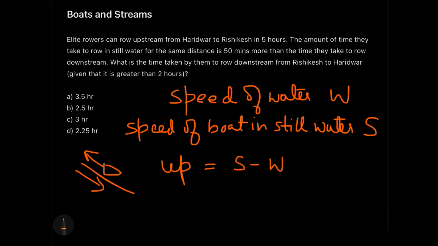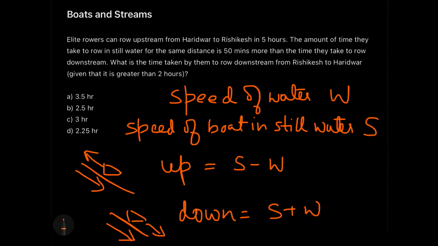Similarly, when we are traveling down and the water is also going down, that means the water is supporting us, and therefore the downstream speed will be S plus W. Now we find that these are the four things which are most necessary to solve any boats and streams question.